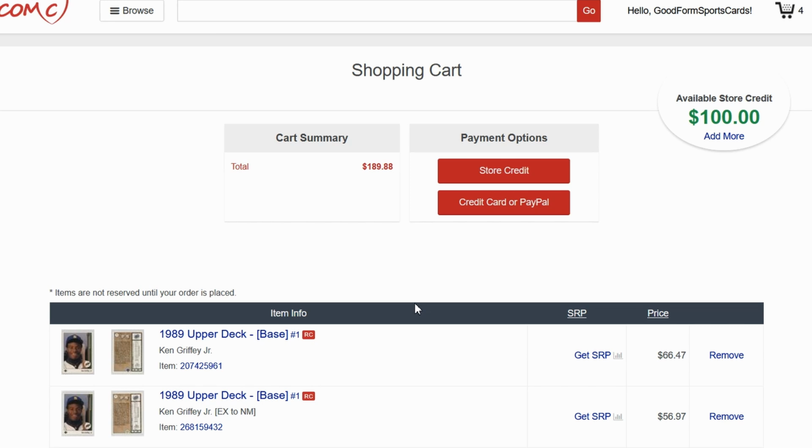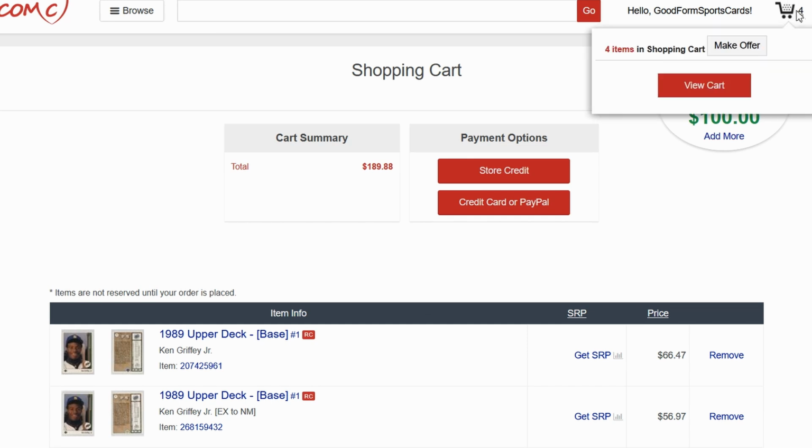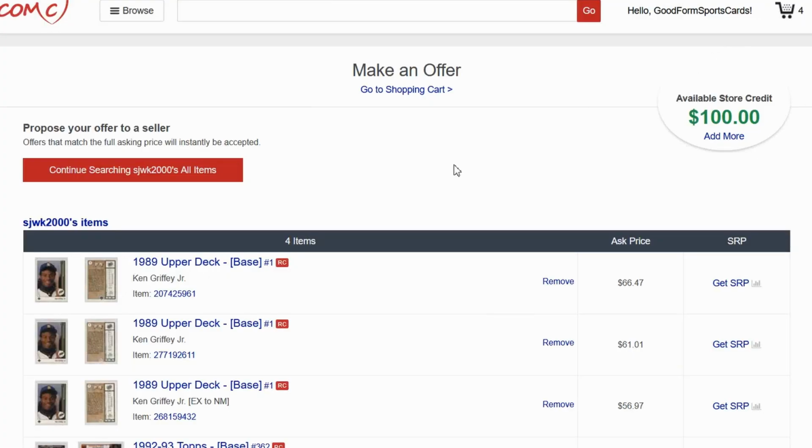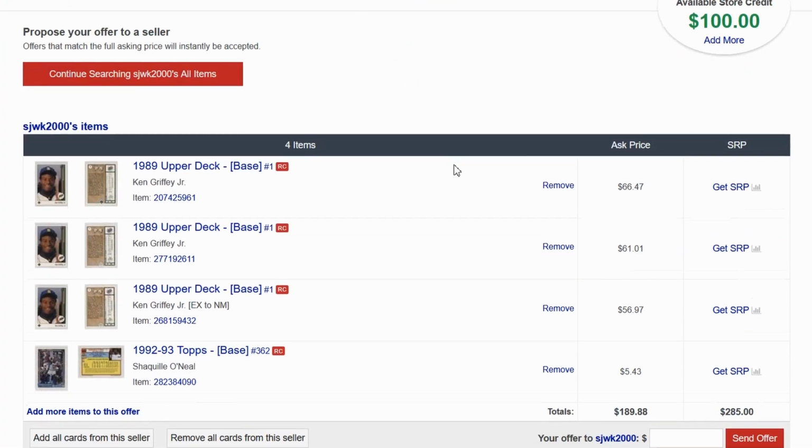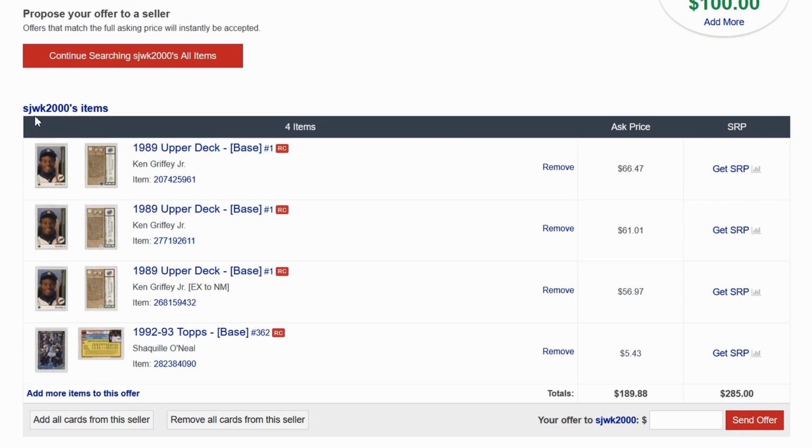So where's the beefy end? Where's the special sauce to the cart? Let me show you. When we go back here, instead of hitting view cart, you hit make offer. This is where it comes in handy. When we look here, you'll notice that your cart items are still here, but now it's partitioned off by seller. And it doesn't do that if you just hit view cart. You need to actually go to the cart and then hit make an offer. And it gives you the option down here.